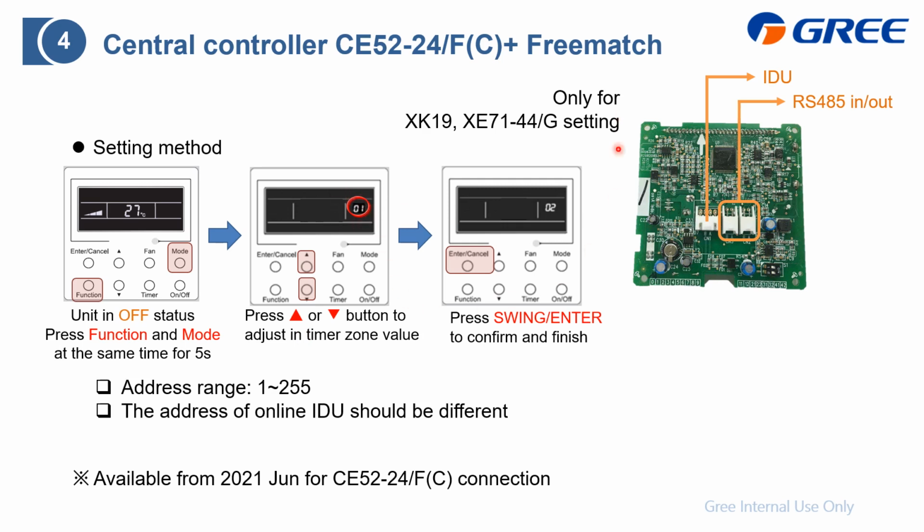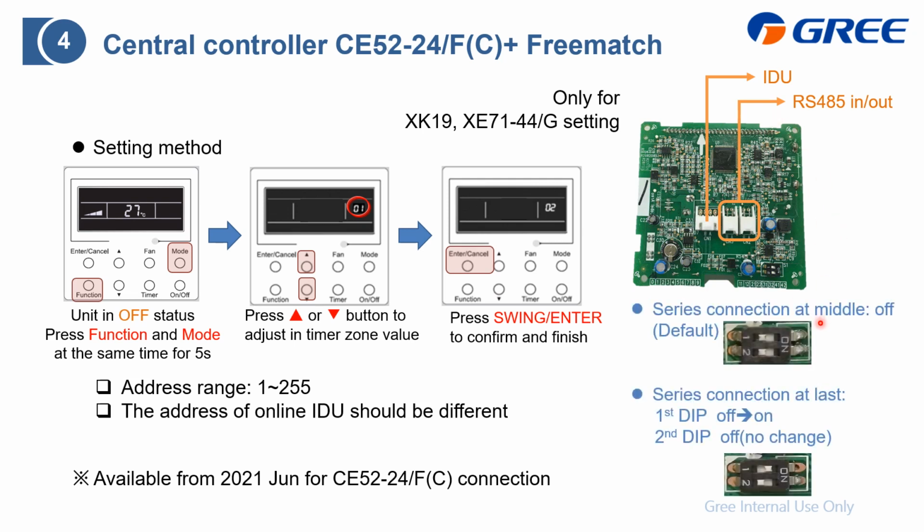Besides, if this wire controller is located in the series connected at the last, also don't forget to activate the built-in resistor. And this one is just at the back of the wire controller. Here is this switch. What you need to do is just to change the first dip, if it is at the last, from the off side to the on side.